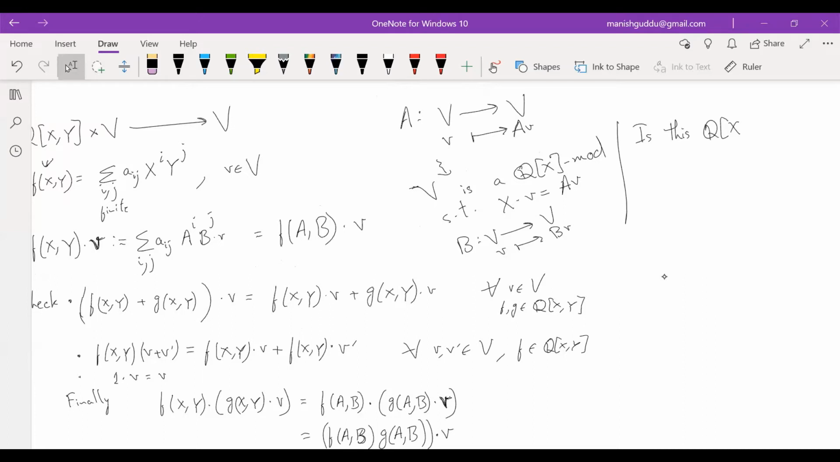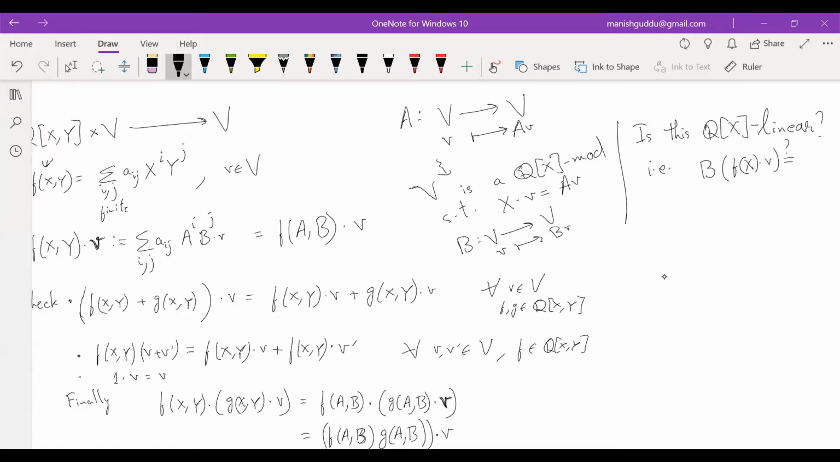And B is a map from V to V, which is Q linear, because B is also a linear map of vector spaces. So the question is, is it Q[X] linear? Since V is a Q[X] module, you can ask whether this map B is Q[X] linear. So what does that mean? I.e., B of some f(x) dot v, is this equal?